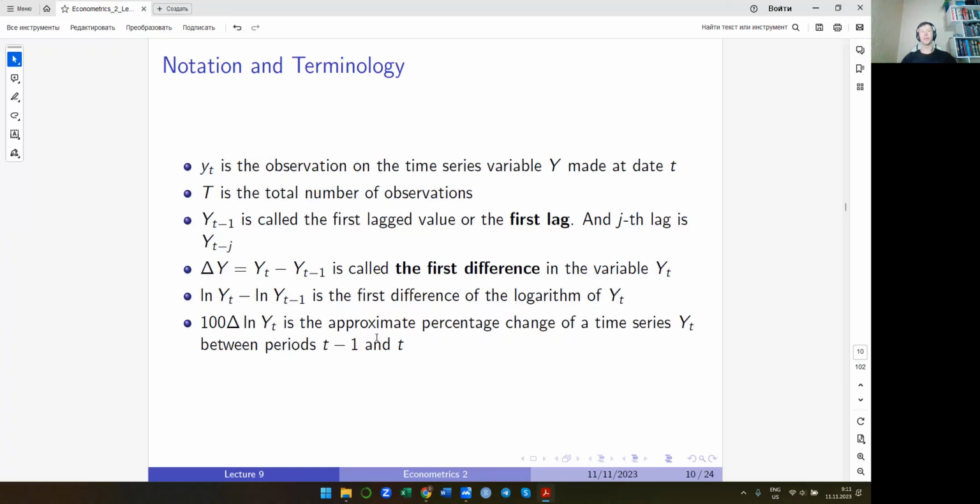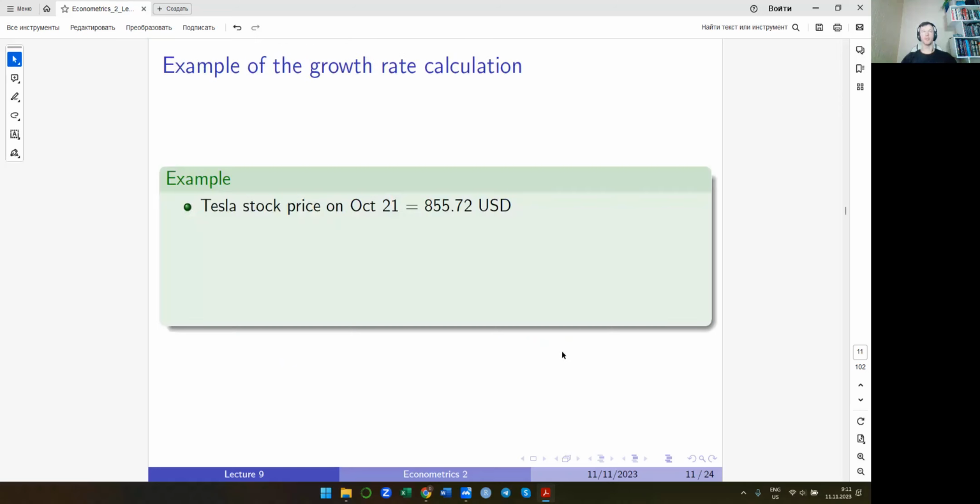So this is, again, approximate percentage change. Of course, we know that the real percentage change is computed somehow differently. But now I will show you how we're doing this. Suppose that there is some stock price, for example, Tesla, and this is the data from the previous year. So it's October 21, 2022. So probably today the price is different.